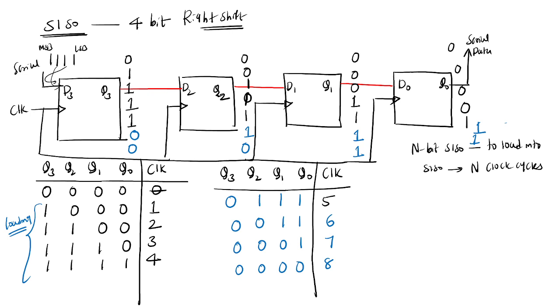So how many clock pulses are required to get the entire data out from SISO? 8 clock pulses. So that means if it is n-bit SISO, you need how many clock pulses? 2n clock pulses. 2 fours are 8, no? So this is SISO. Did you understand?